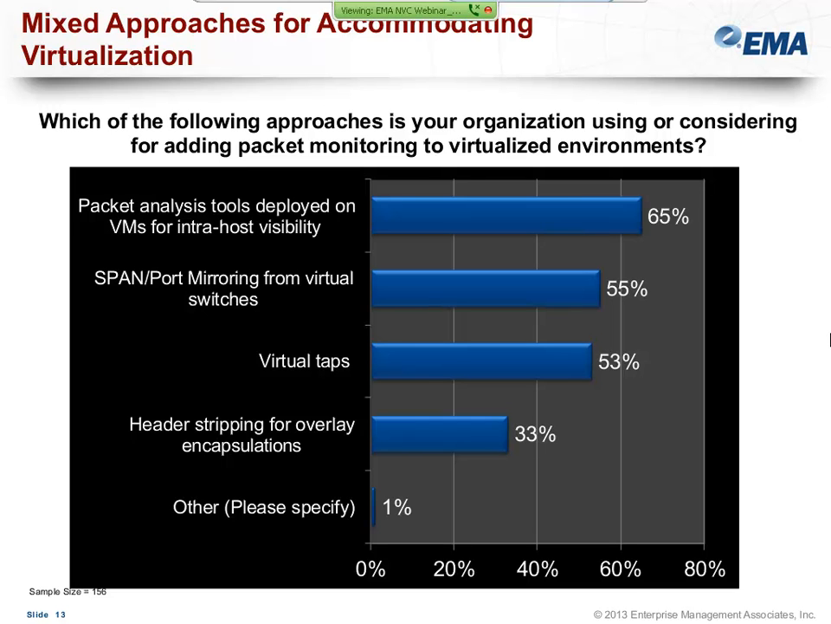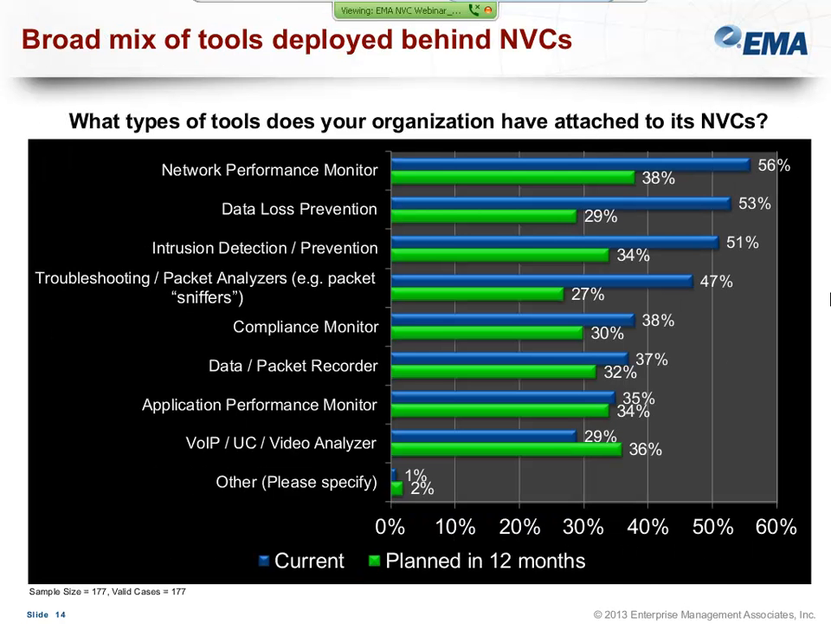And the last one, and this is an emerging use case, and I mentioned earlier the use of overlay networks and encapsulations like VXLAN or NVGRE. In order to look inside that and see what traffic is going over there, you have to de-encapsulate. You have to strip away the encapsulations. And so there were some folks who are starting to do that, but that's still a minority use case. I would expect to see that grow over time as more overlay networks get deployed.